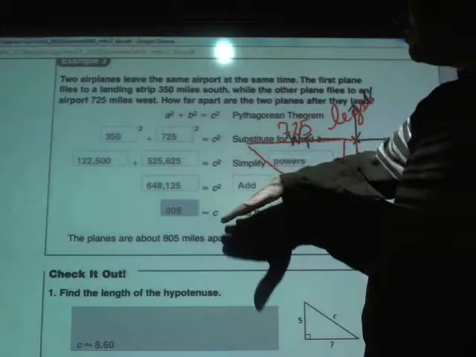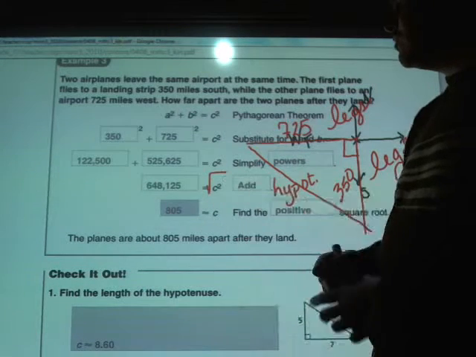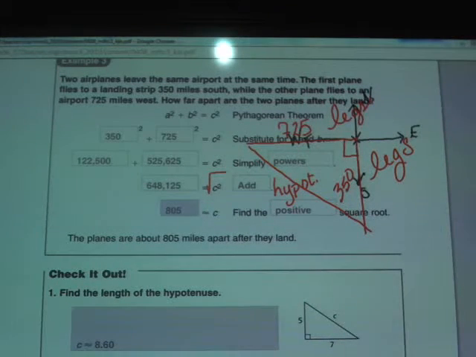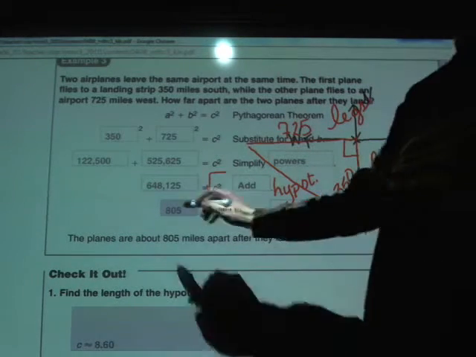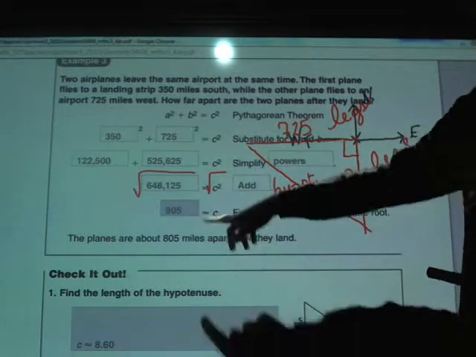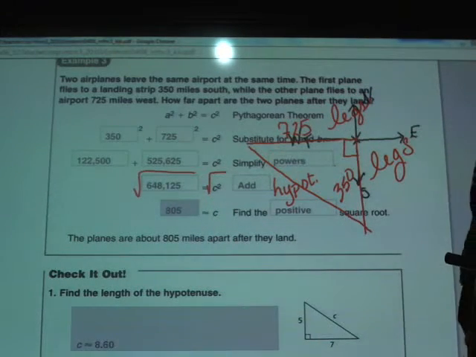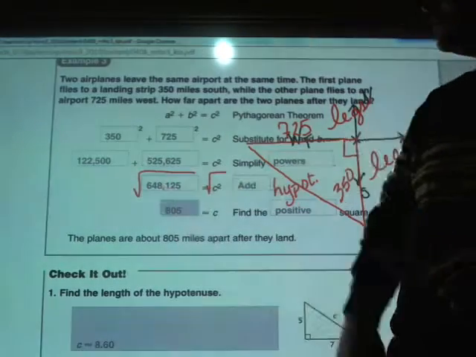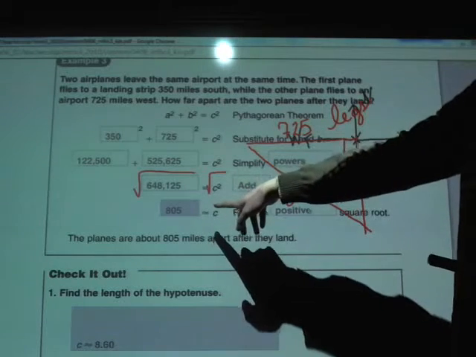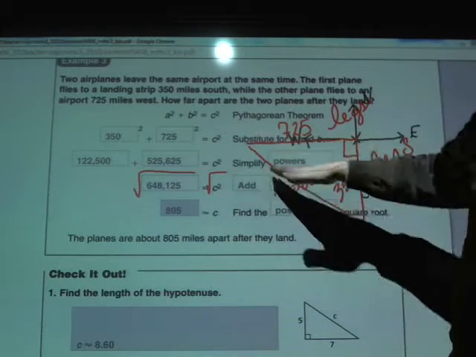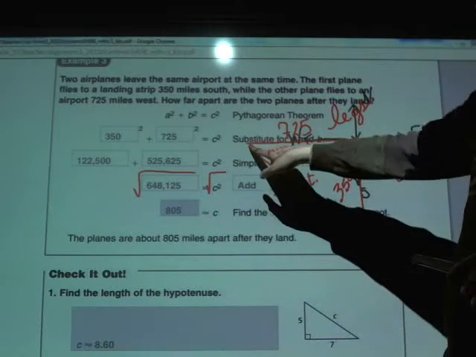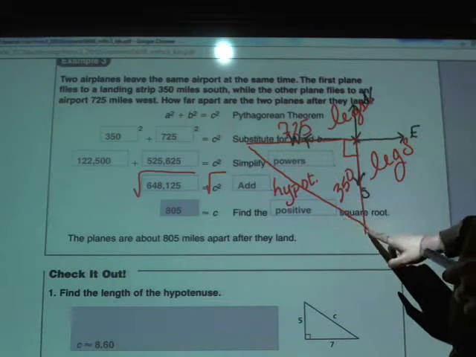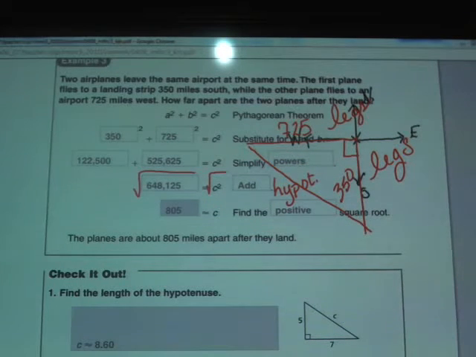So to get from c squared back to c, we take the square root, because the square root will cancel out the square. And again, because it's solving an equation, I can't just do it on one side of the equal sign, I have to do it on both. So I'm also going to take the square root of 648,125, and that's going to give me my hypotenuse. When I take the square root of 648,125, the result is about 805, so the hypotenuse is 805, or in context of the question, these 2 planes, this distance here, are now 805 miles apart. This distance here represents 805 miles.